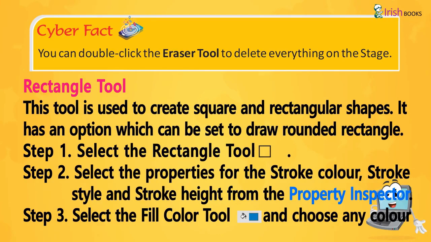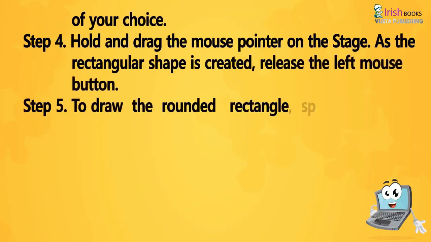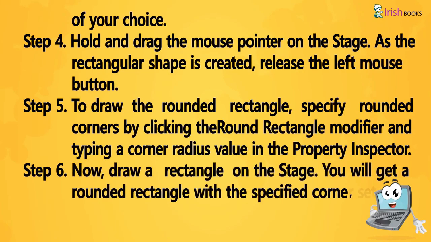Step 1. Select the rectangle tool. Step 2. Select the properties for the stroke color, stroke style and stroke height from the Property Inspector. Step 3. Select the Fill Color tool and choose any color of your choice. Step 4. Hold and drag the mouse pointer on the stage. As the rectangular shape is created, release the left mouse button.